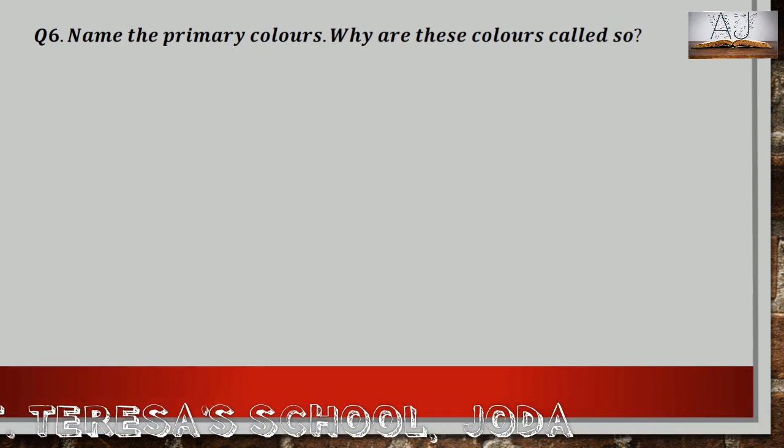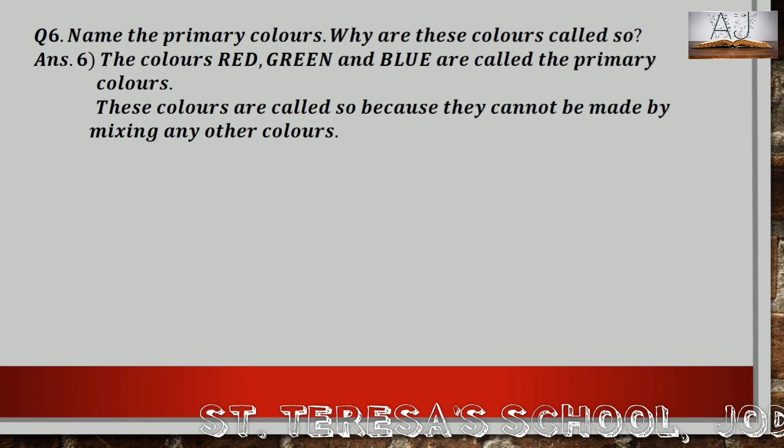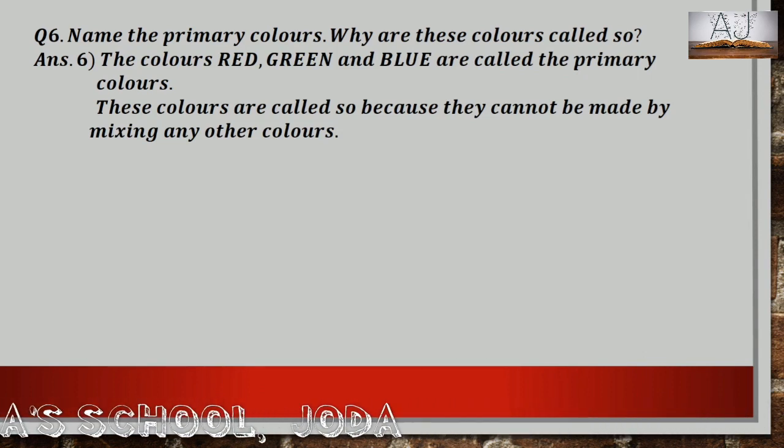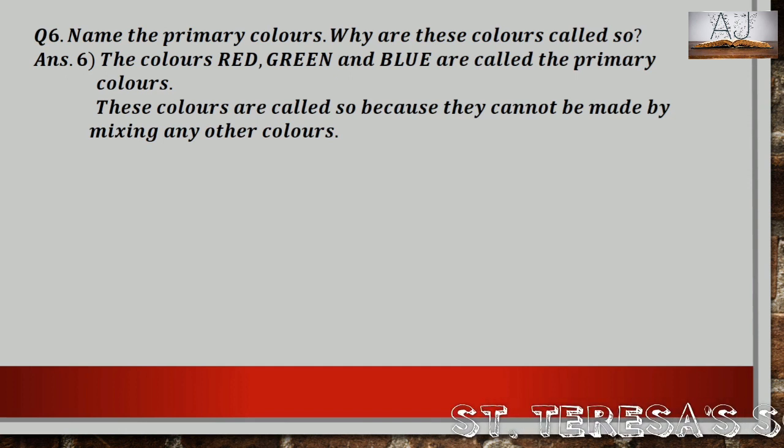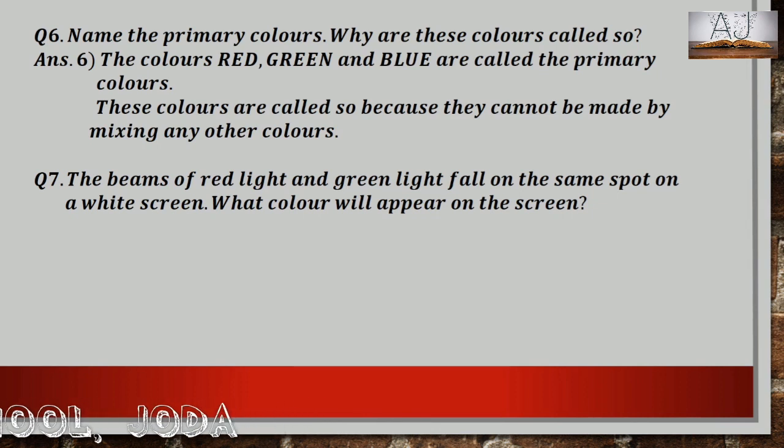Now let us see question number 6. Name the primary colors. Why are these colors called so? Yes, primary colors. We need to know the primary colors. The colors red, green and blue are called the primary colors. Why are they called so? These are called primary because they cannot be made by mixing any other colors.